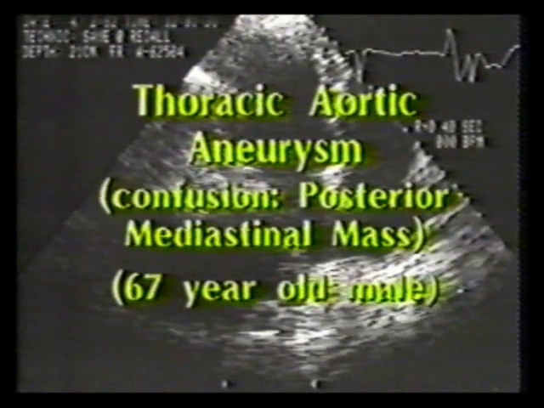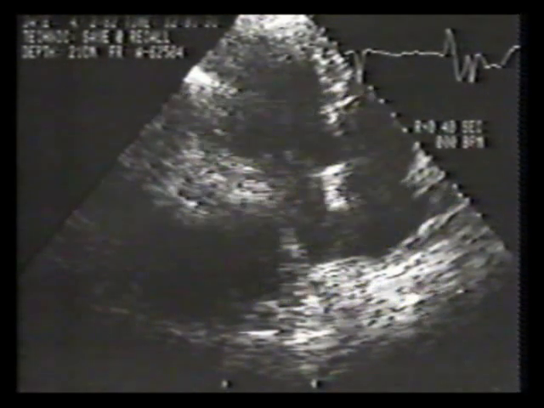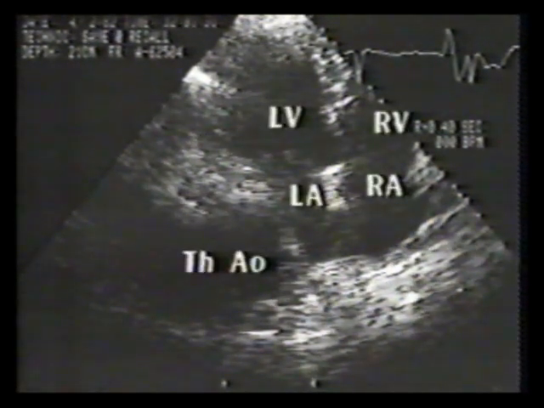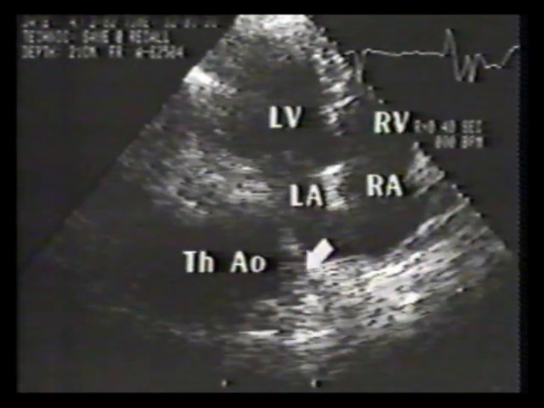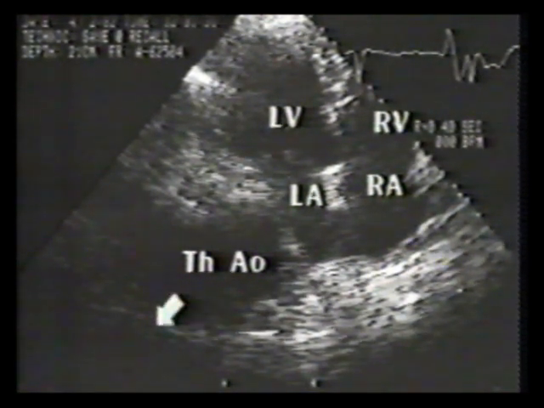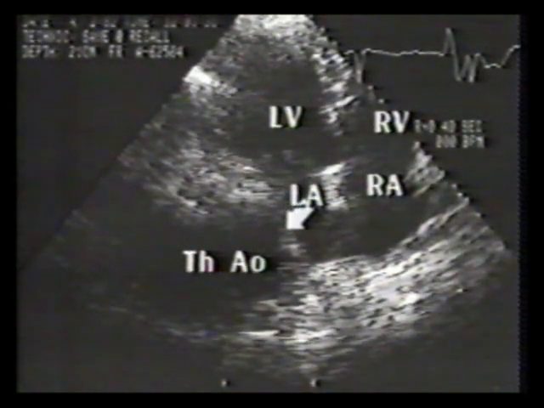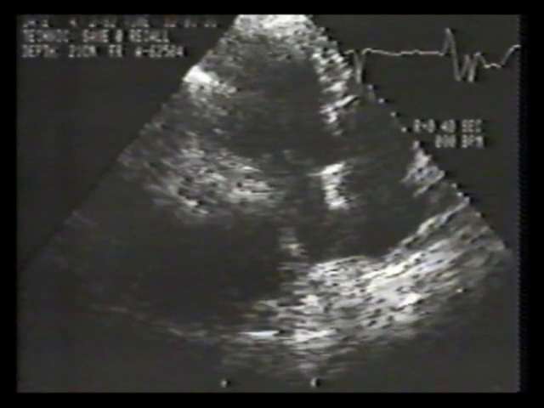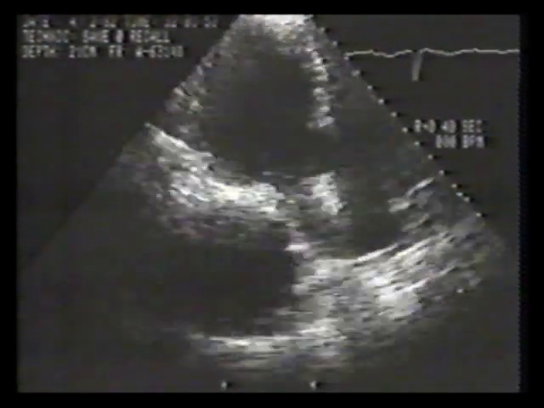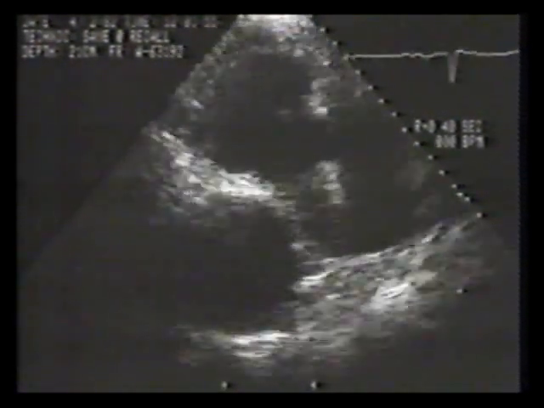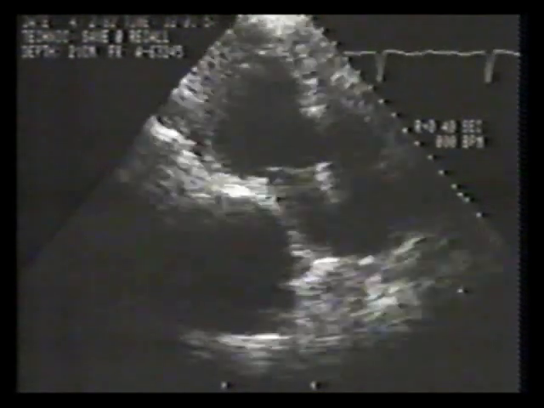Another masquerader of a thoracic tumor is a large thoracic aortic aneurysm posterior to the heart. This is a 67-year-old patient. This is an apex up four-chamber view, and posterior to the left atrium is a cystic mass consistent with thoracic aortic aneurysm. The anatomic position of this mass should suggest thoracic aorta.